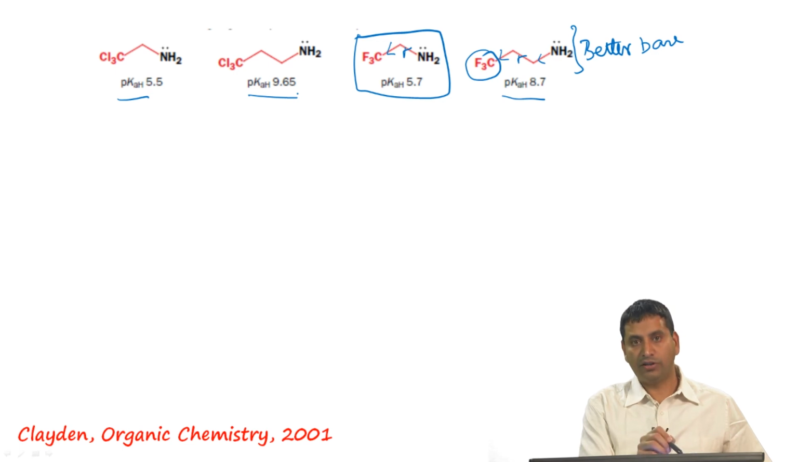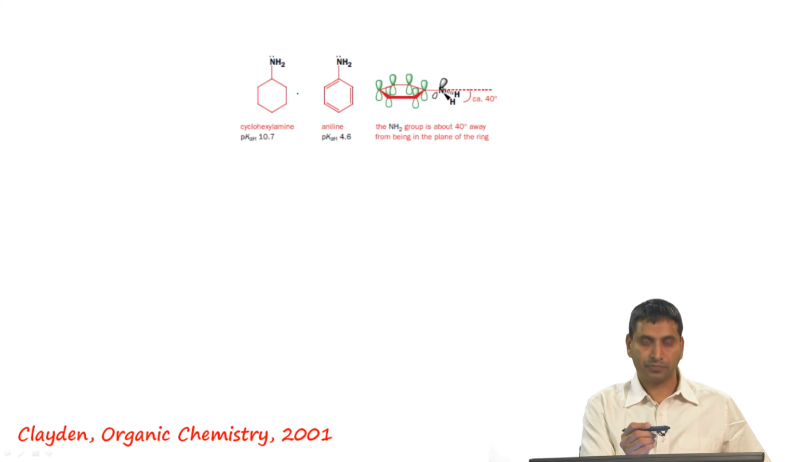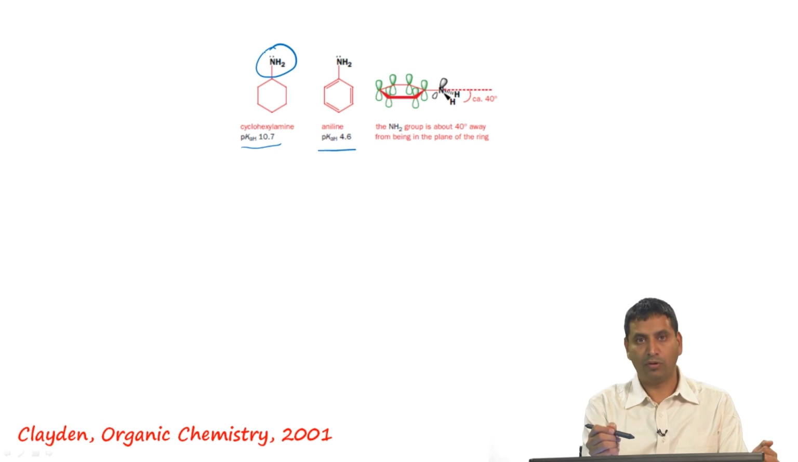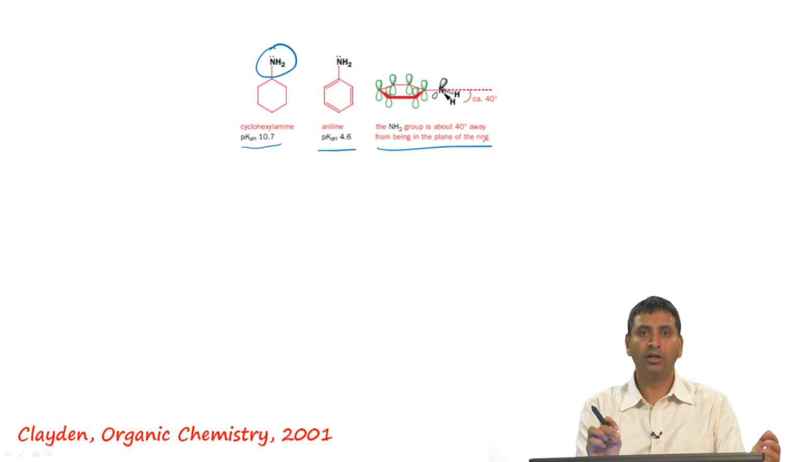Okay. So, this helps us understand how changing the group on the neighboring carbons of the nitrogen can have an important effect on the basicity of the amine. Now, let us look at the example of cyclohexylamine and aniline. Cyclohexylamine has a pKaH of 10.7, whereas aniline has a pKaH of 4.6. What happens here is that the NH2 here is quite available for donation. In the case of aniline, since it is only about 40 degrees away from being in the plane, it is not participating in resonance as much, but it does have the opportunity to have some delocalization. Therefore, the pKaH of aniline is lower than the pKaH of cyclohexylamine.